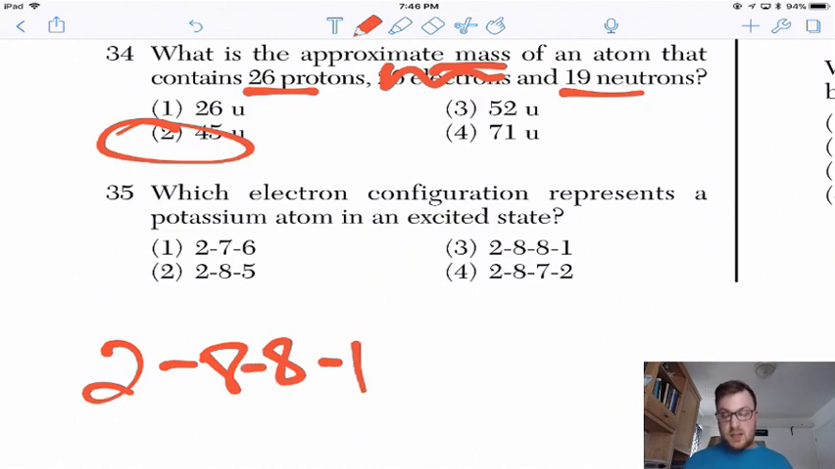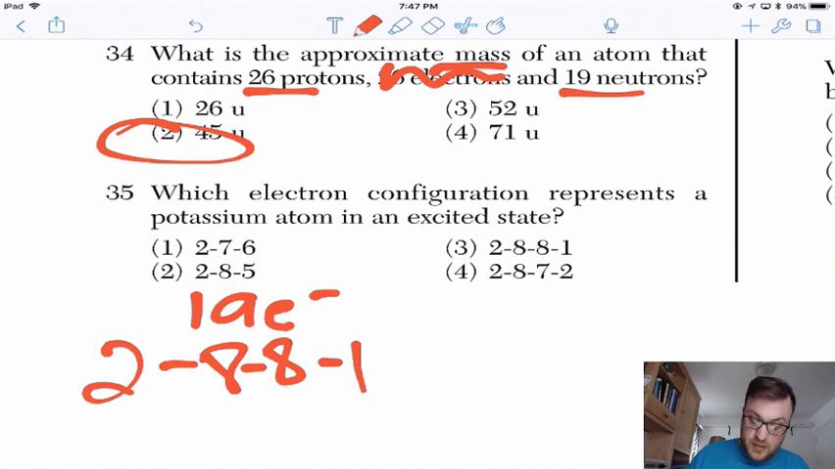Excited means the total amount of electrons stays the same. In this case, 19 electrons. You just take one from a lower level and move it up to a higher level. Keep the amount the same. So, for example, let's go through the answer choices and try to spot any that contain a different amount of electrons.